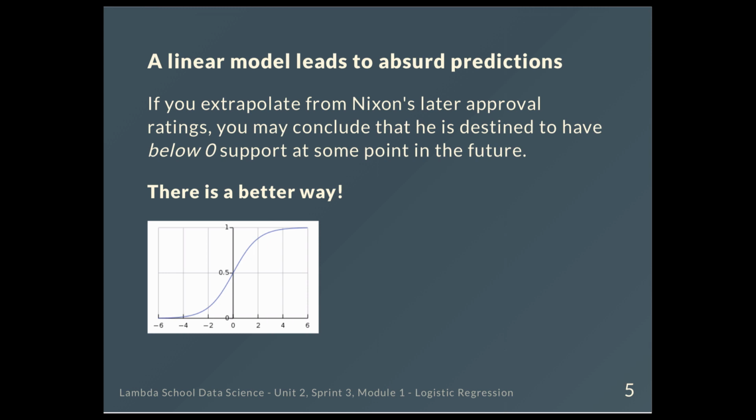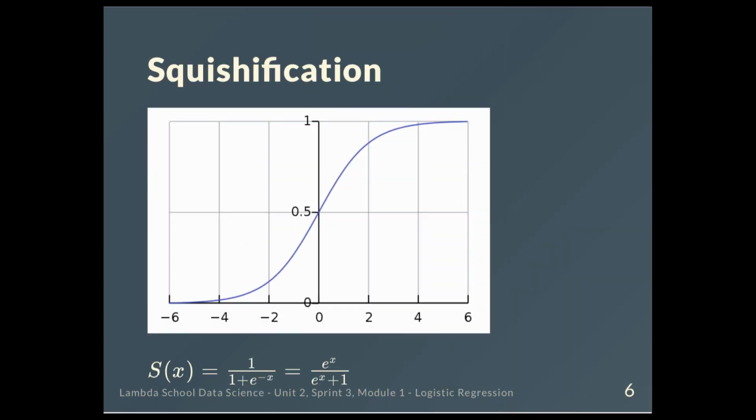That's clearly an absurd prediction. So a linear model does not work in these situations. Thankfully, there is a better way. This is our friend here, the sigmoid logistic function. And I refer to this as squishification. To be clear, squishification, if it's not obvious, is not a technical term, but it captures the intuition well for what's going on here. So what is going on here?